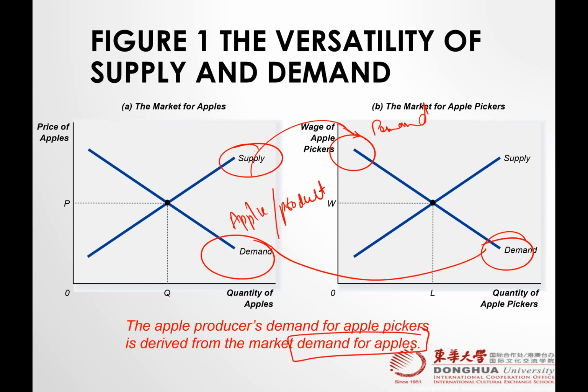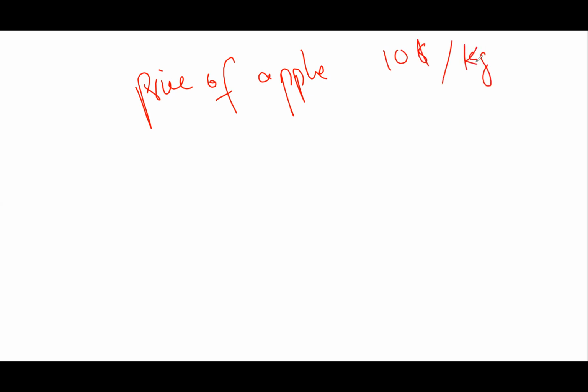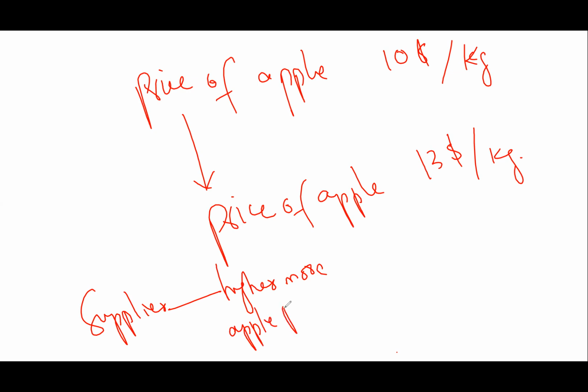If you don't understand that, let me give you a very easy example. Let's talk about the apple example. If the price of apple is right now $10 per kg, right? And what if the price of apple increases to $13 per kg? What would the supplier do? They will hire more apple pickers, right? Because the price has now increased, they'll hire more apple pickers to pick the apples.